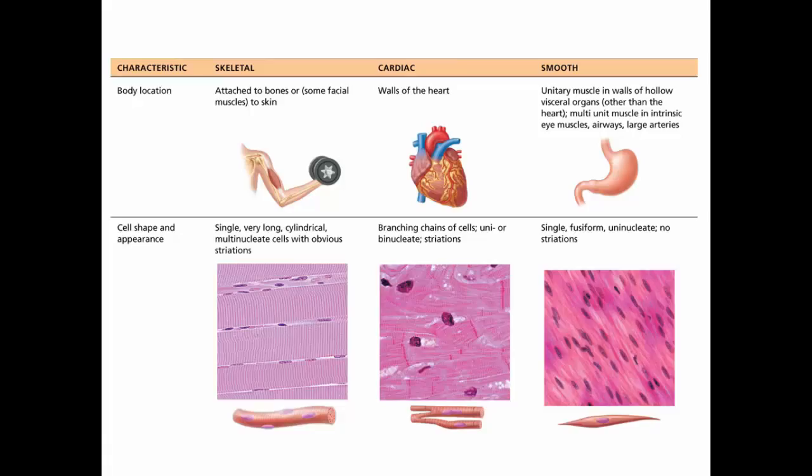So as we look at the three types, skeletal muscle has the striations. The cells are long and cylindrical, and they have multiple nuclei. In the cardiac muscle, you see the same striations, but the cells are branched, and these darker striations are the intercalated discs. And here we have smooth muscle. The cells are spindle-shaped. They dovetail on each other. Smooth muscle tends to assemble in sheets.